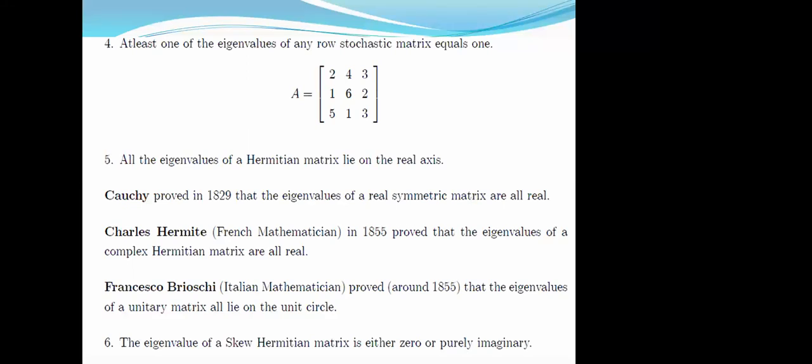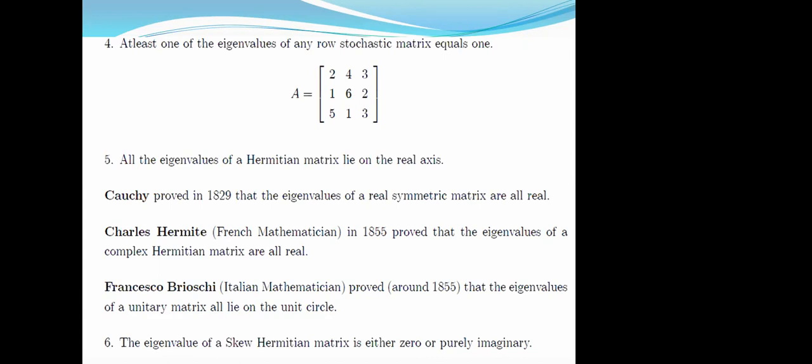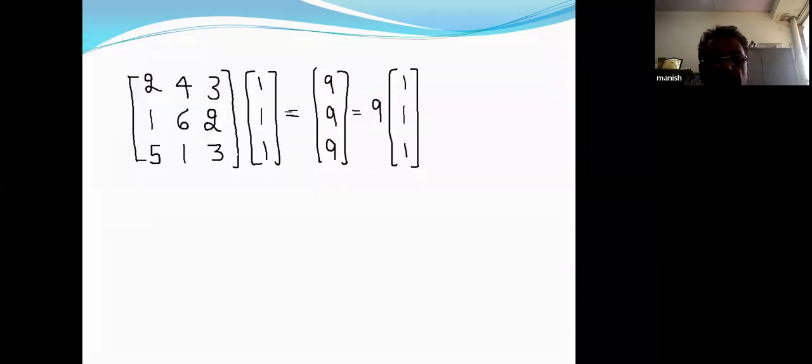for a unitary matrix, U star U is equal to identity. And all the eigenvalues of a unitary matrix lie on the unit circle. That is, the modulus of each eigenvalue is 1. And this was proved by Brodsky in 1855. The eigenvalues of a skew-symmetric matrix are either 0 or purely imaginary.